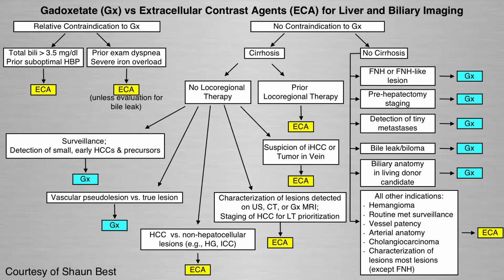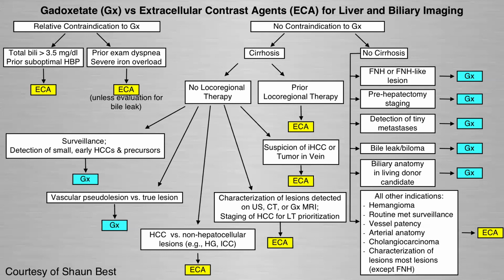Now, what if the patient has cirrhosis? So then we ask, okay, has the patient had prior locoregional therapy like an ablation or a TACE? If the answer is yes, we give an extracellular agent. If the patient has not had a prior treatment, then we ask ourselves, is the MRI being done for surveillance? Are we trying to detect cancer? If we're trying to detect cancer in patients who don't have known cancer, then I'd like to give gadoxetate. Also, what if I do a previous scan and I think I see a pseudolesion, but I'm not sure if it's a pseudolesion or a real lesion, then I give gadoxetate. For all other reasons, I give an extracellular agent.